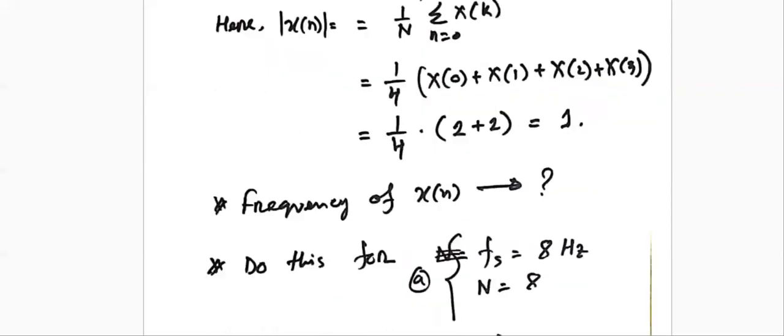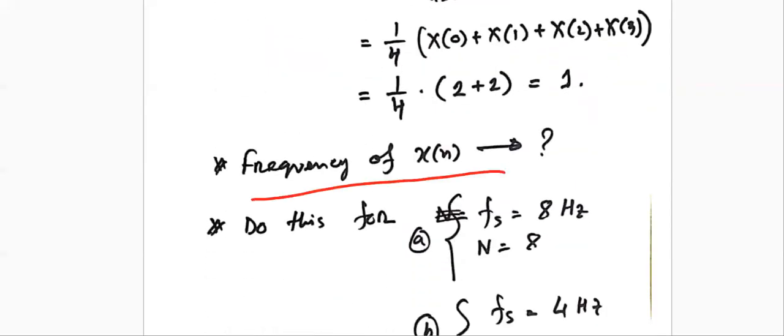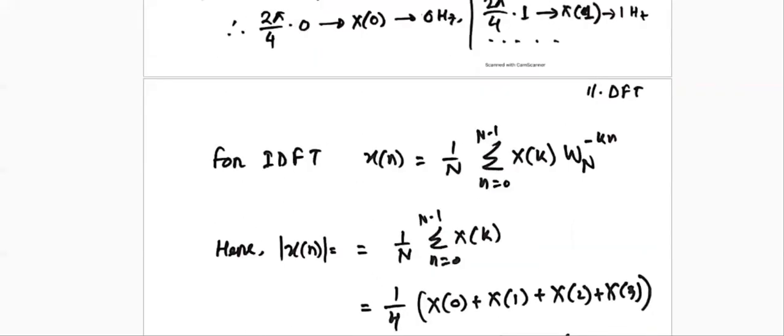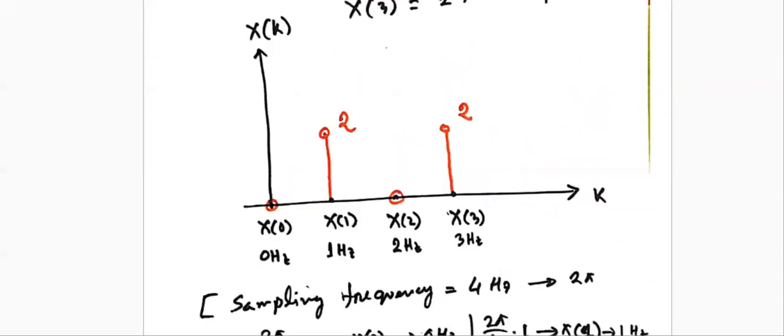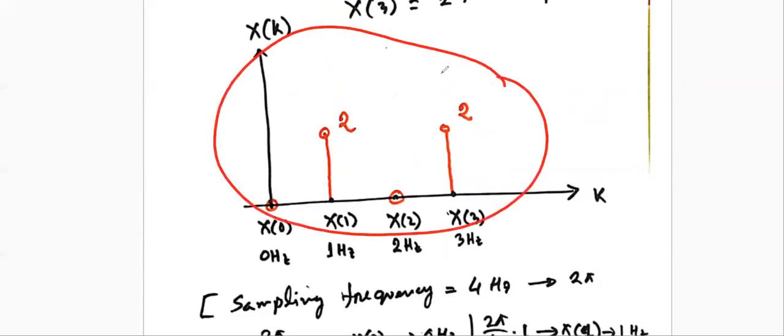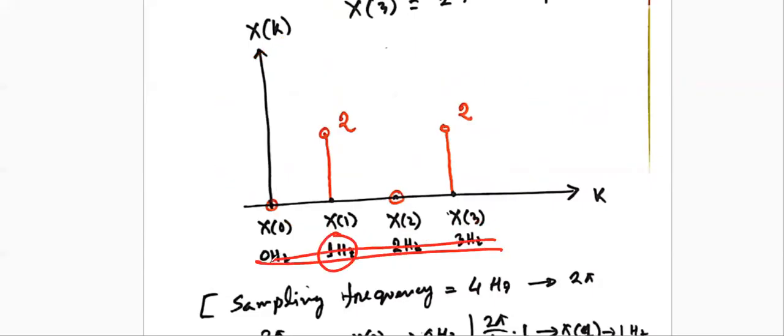Okay, good. Now the question is, what is the frequency of xn? From this value, let's say you have this. I have marked this frequency. If you do not know the frequency, how could you find what is the frequency of xn? As we already know, the jump of the frequency can be defined as twice pi divided by capital N, isn't it?